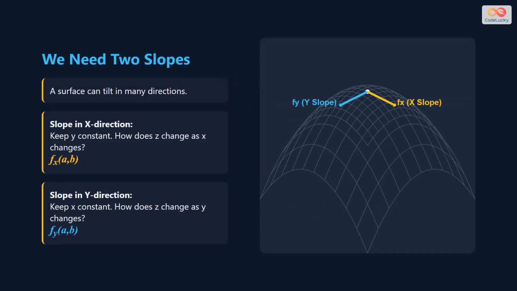A flat plane needs direction. Since we are in 3D, a surface can tilt in 2 primary ways. We check the slope in the x direction, known as the partial derivative with respect to x, then we check the slope in the y direction, the partial derivative with respect to y.